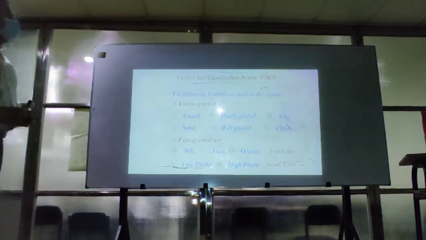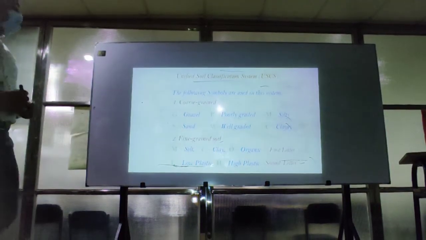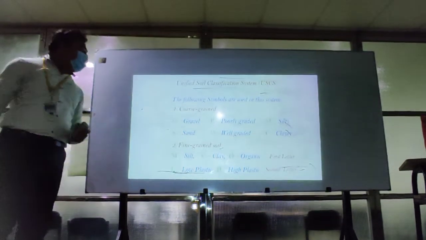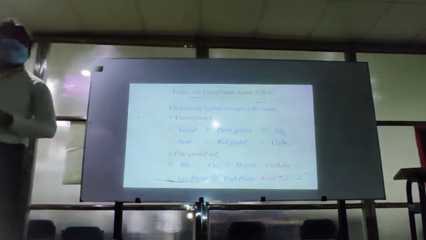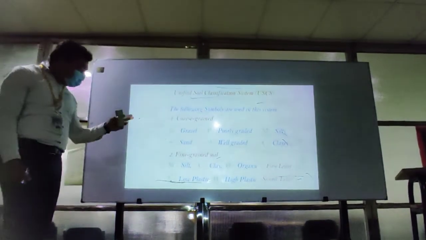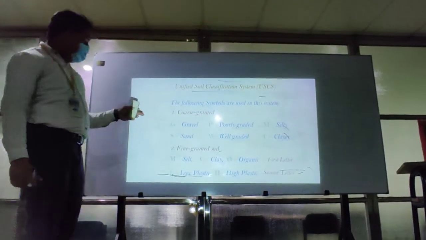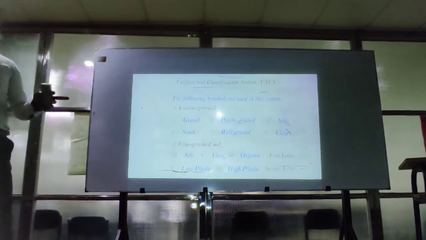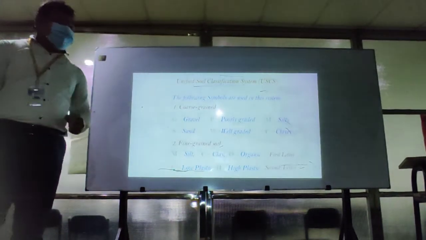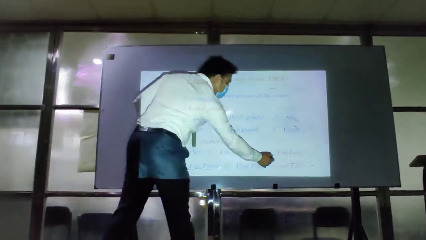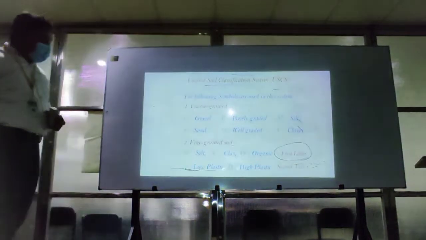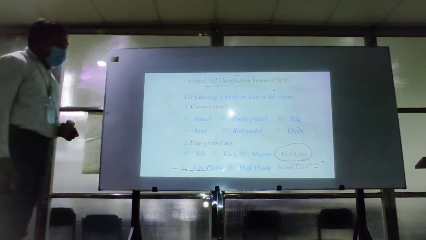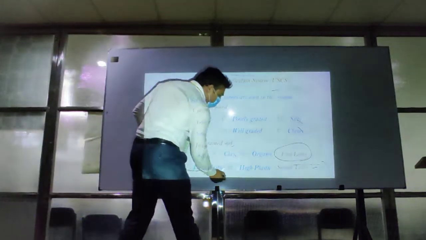Let's see the symbols used for coarse-grained soil: G for gravel, S for sand, P for poorly graded, W for well graded, and C for clay. In fine-grained soil, M is silt, C is clay, O is organic matter. The first letter is the main soil type, L is low plasticity, H is high plasticity, and these portions are secondary.